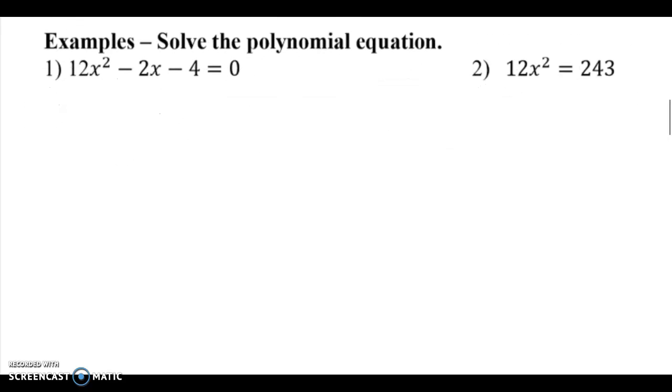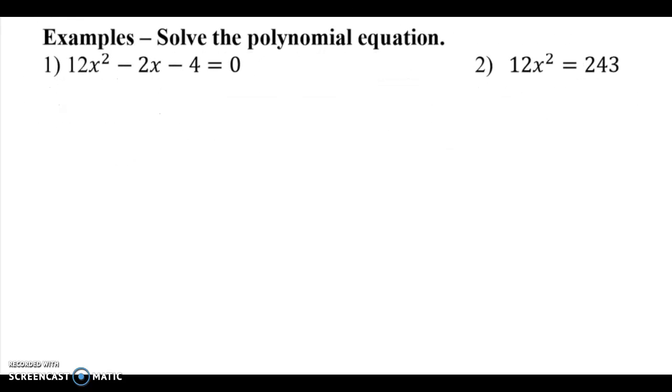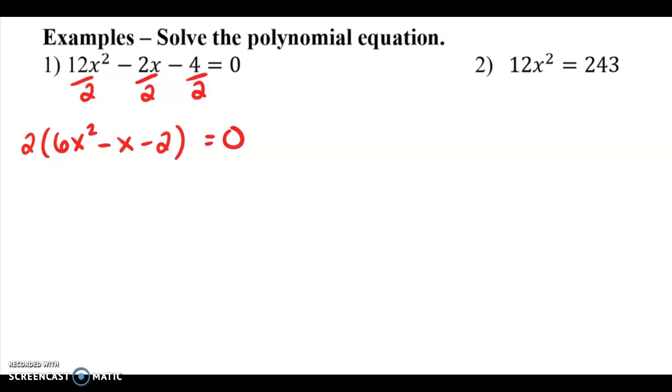All right, looking at the first one, you see that leading coefficient. I see it too. The only thing is that I can actually pull out a GCF. I can divide these all by 2. It's just going to make our numbers a little bit smaller. So it's going to be 2 and then 6x squared minus x minus 2 equals 0.